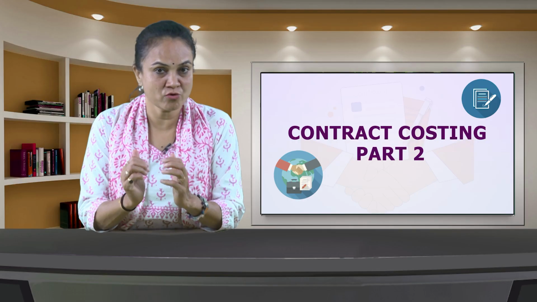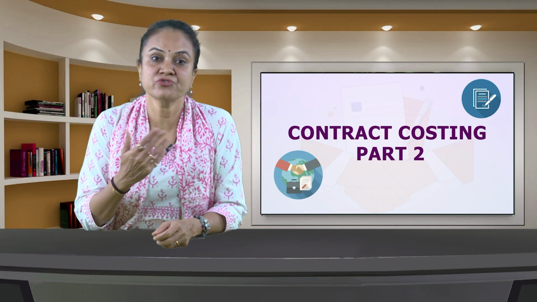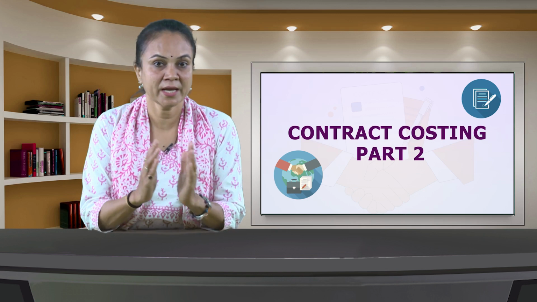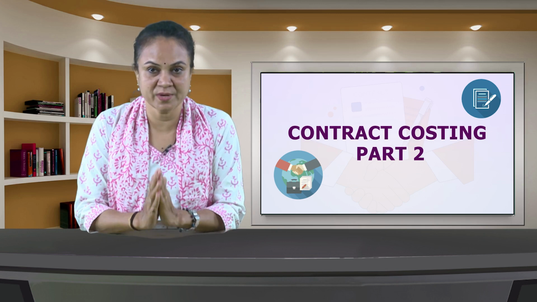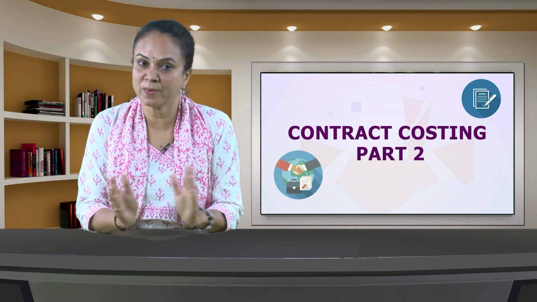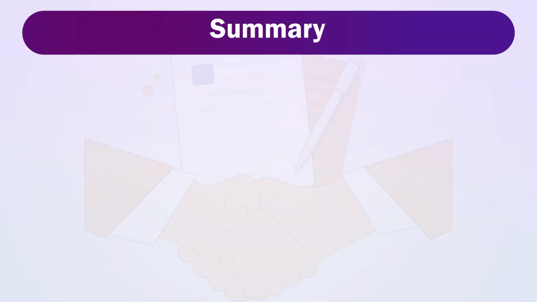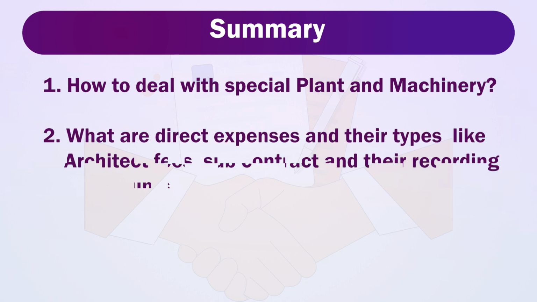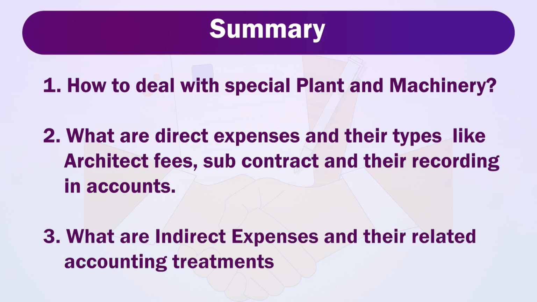In this part 2 of contract account, we have studied various theoretical aspects with relevant illustration. Part 1 and part 2 are completely theory based. Friends, you are suggested to refresh these parts before proceeding to part 3. This part has covered number 1, how to deal with special plant and machinery. Number 2, what are the direct expenses and their types like architect's fees, subcontract and their recording in accounts. Number 3, what are indirect expenses and their related accounting treatments.